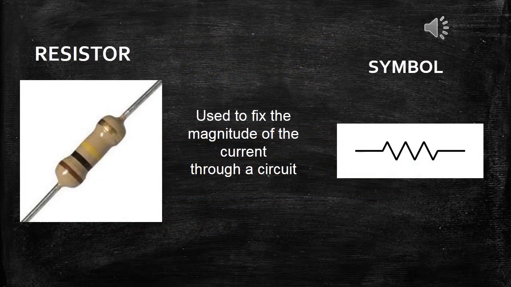The first electronic component is resistor. Here this resistor will oppose the flow of current, and it is used to fix the magnitude of the current through a circuit. It's a fixed resistor. It has a fixed value of resistance. Its symbol is given nearby.